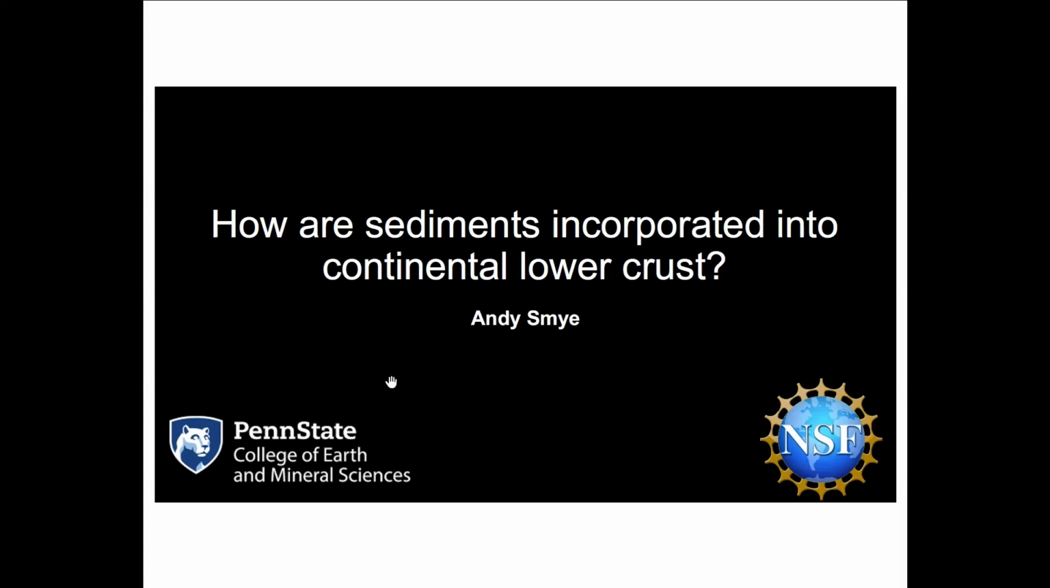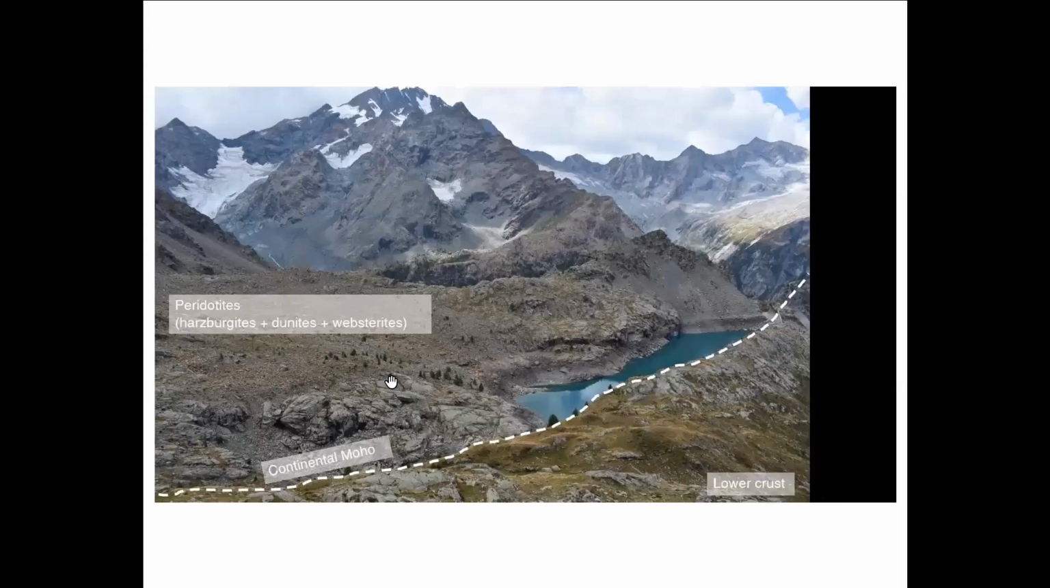What I'd like to do today is present a thought experiment on basically discriminating between different mechanisms by which sediments may be entrained into the deep continental crust. Interest in the topic is motivated by observations like this: that metasediments, specifically peraluminous metasediments, are common constituents of high-grade metamorphic terranes. Here's one such example.